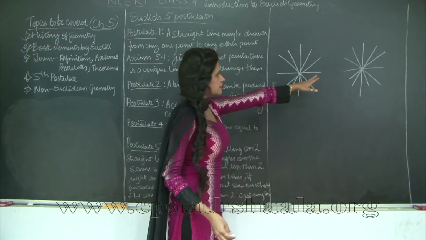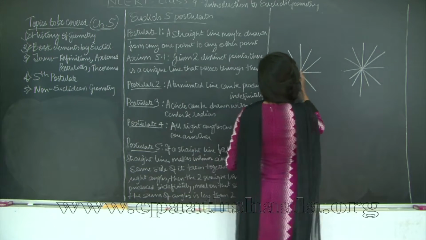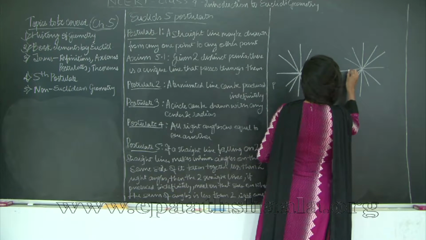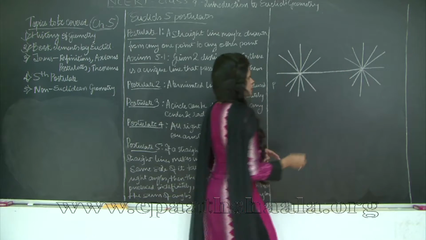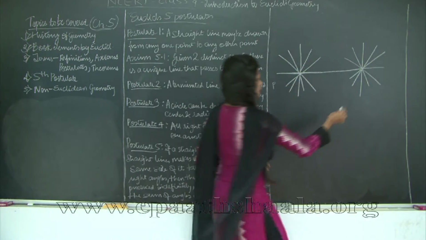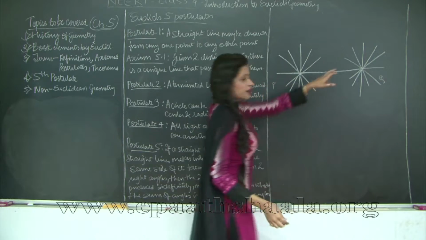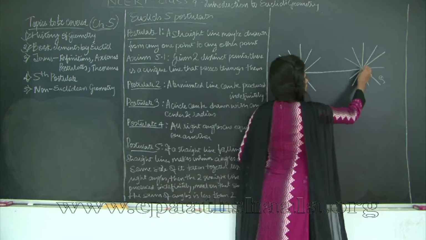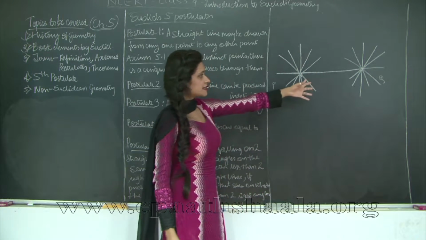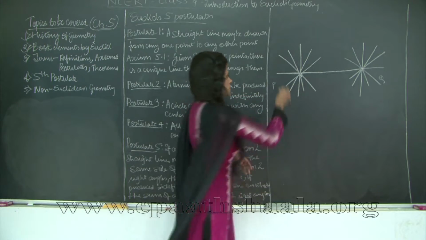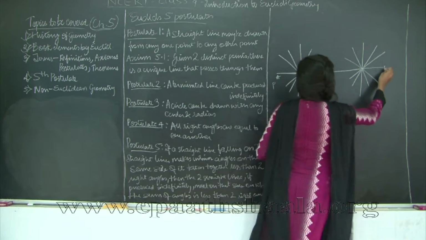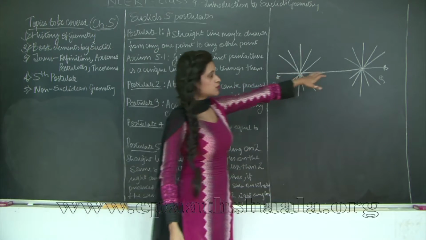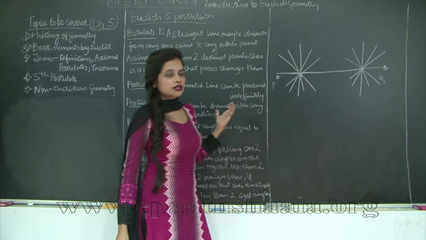So how about a line passing through both these points? Let's check. Can there be any other point? I'll call this point Q. Can there be any other line that can pass through these 2 points? Obviously from the diagram we can see that no other line can pass through these 2 points. So there is always a unique line that can pass through two distinct points. So this is my postulate number 1.